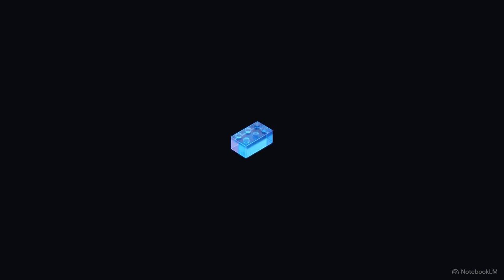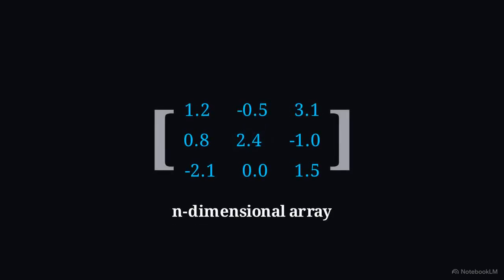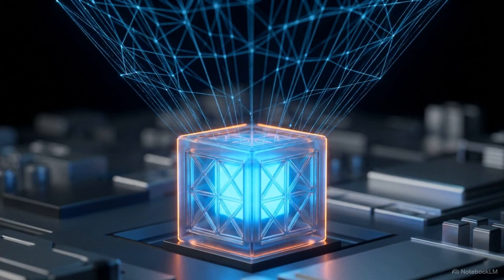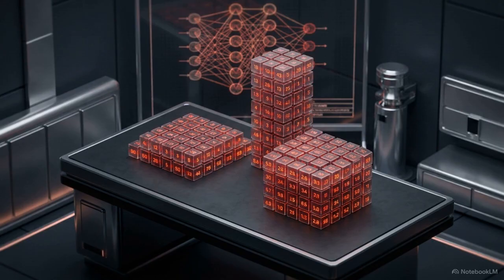Imagine you're building a house. Bricks are the basic unit. Everything is made from them. In PyTorch, tensors are those bricks. Technically, a tensor is just an n-dimensional array of numbers. Every piece of data we handle, whether it's a high-resolution image, a word embedding, or the weights inside a model, is stored and moved as a tensor. Because everything in PyTorch is built on this structure, our first step is learning how to create and reshape these arrays to fit the needs of our models.